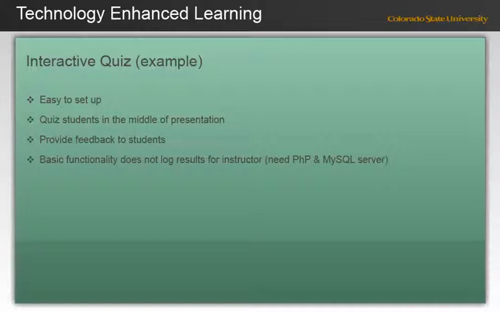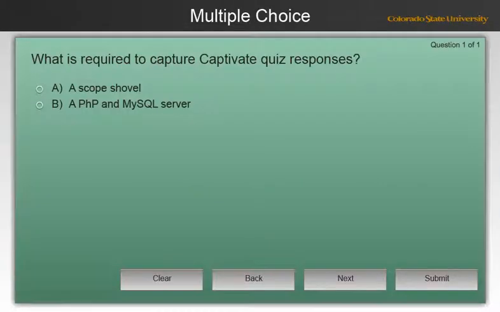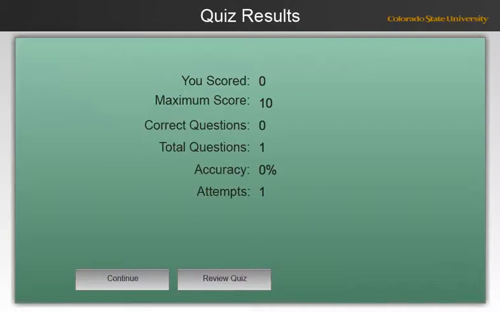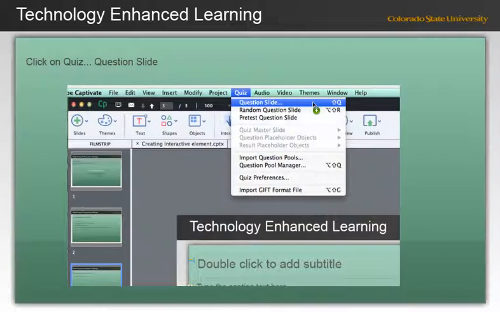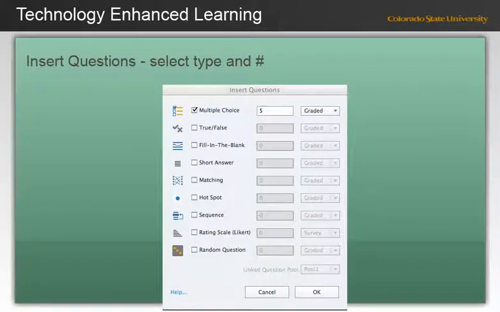So here's an example of a quiz question. So you'll advance to the next slide and answer the question. In order to set up a quiz question like this, it's fairly easy. You just go up to Quiz, click on Question Slide. That will open up a dialog box that looks like this.